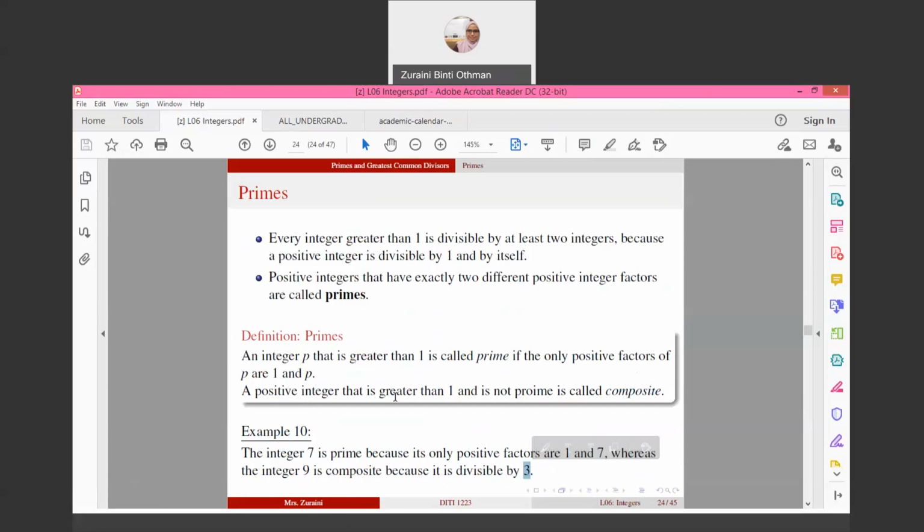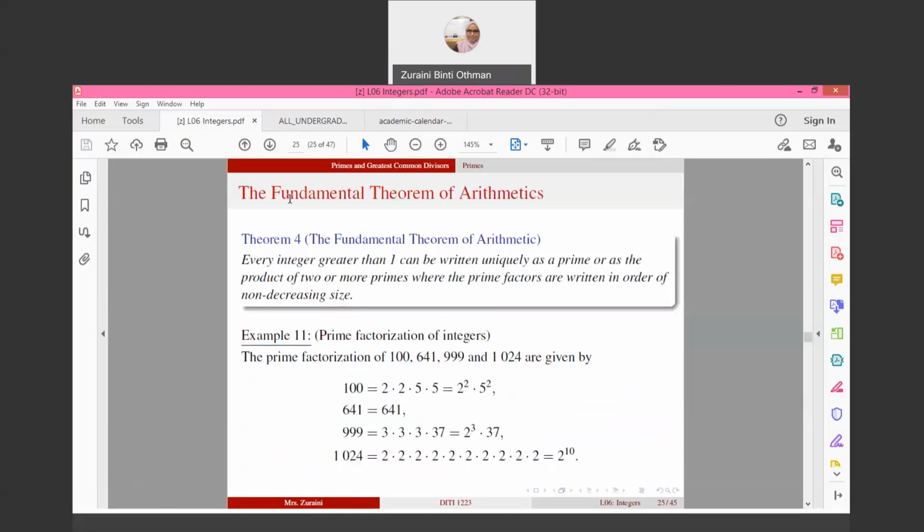Okay, so we call it a composite number. Now this is the fundamental theorem of arithmetic. Every integer greater than 1 can be written uniquely as a prime or as the product of 2 or more primes, where the prime factors are written in order of non-decreasing size. Okay, for example, here, prime factorization of integers.